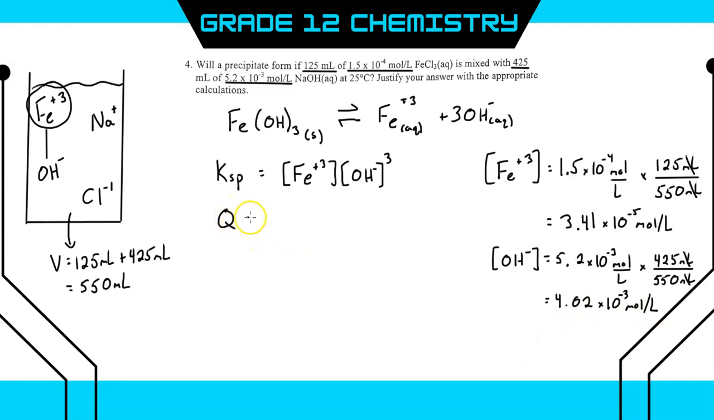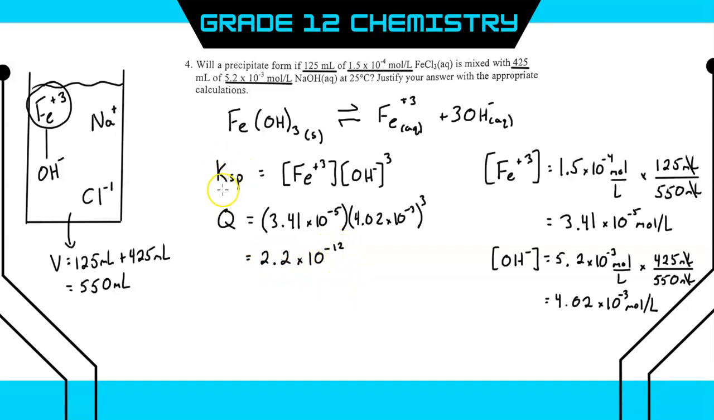All right, so now that we have our new concentrations, let's do a trial quotient. What would happen if we multiplied these concentrations in step with our equilibrium law? So iron, 3.41 times 10 to the minus 5, and hydroxide, 4.02 times 10 to the minus 3, and we're going to cube that. What we get is 2.2 times 10 to the minus 12.